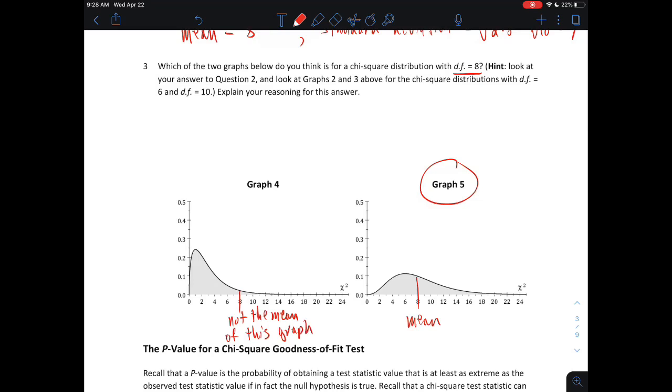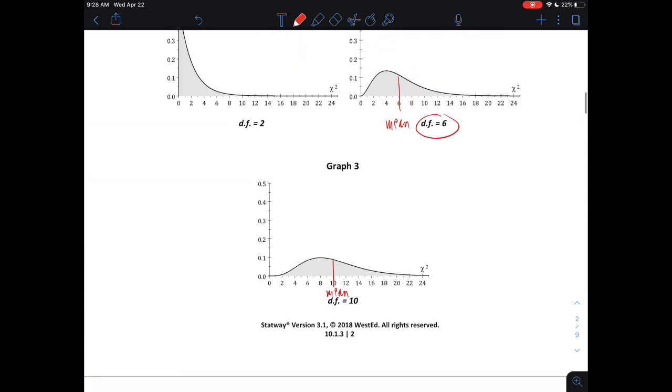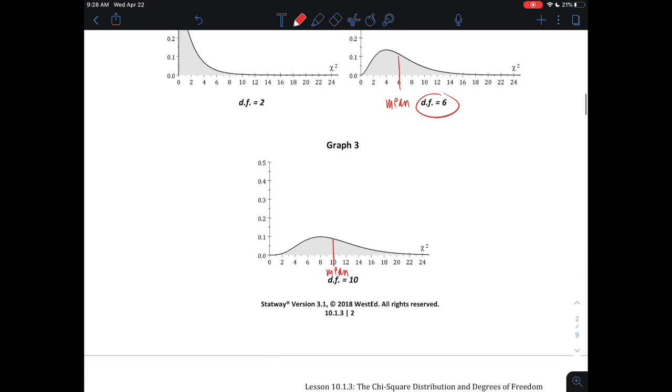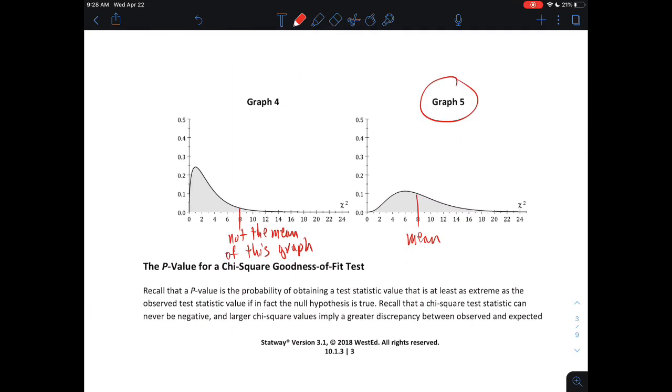And also, if you think about it, degrees of freedom 8 is between 6 and 10, so we should expect that the graph that we're choosing should be a little bit close to the graphs that we saw for degrees of freedom 6 and 10 on the previous page. All right, that's just a little association with some distributions.